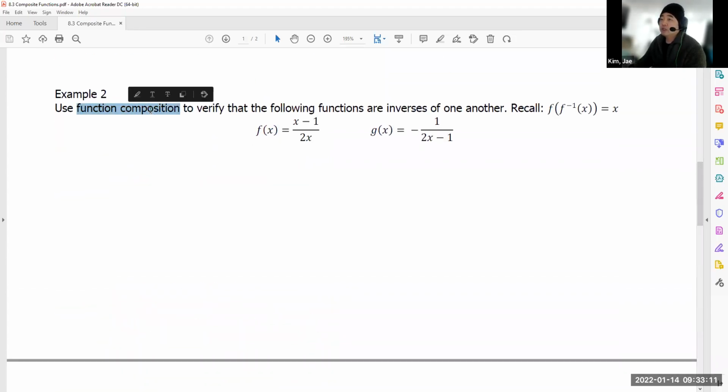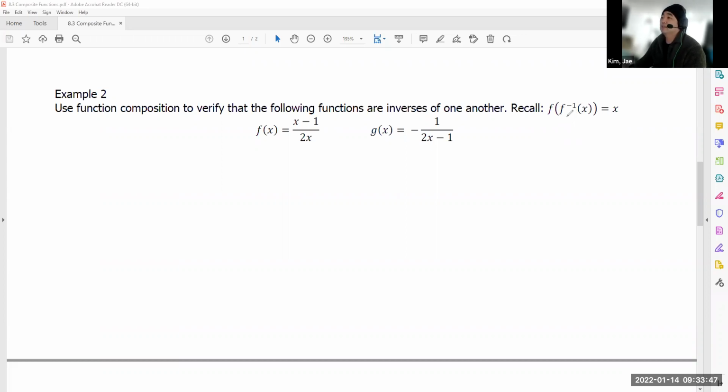Use function composition to verify that the following functions are inverses of one another. If you remember, if you do the inverse, so if you plug in an x to get the y, but you use the y to go back to the function, you could get the x. Scratch that. So you know that if you do an inverse of a function and then you scratch that. How do I explain this?